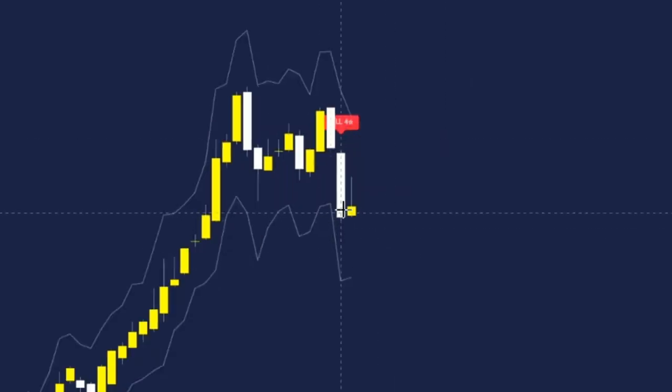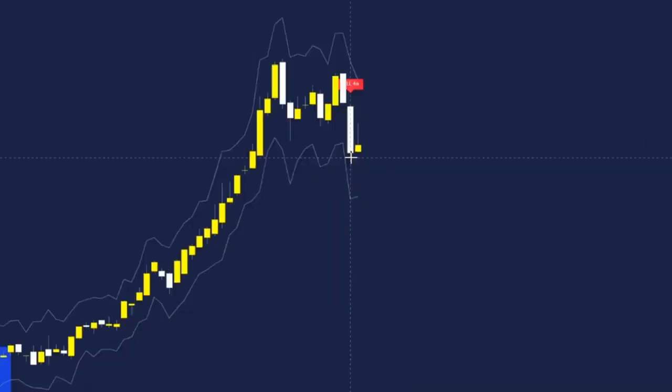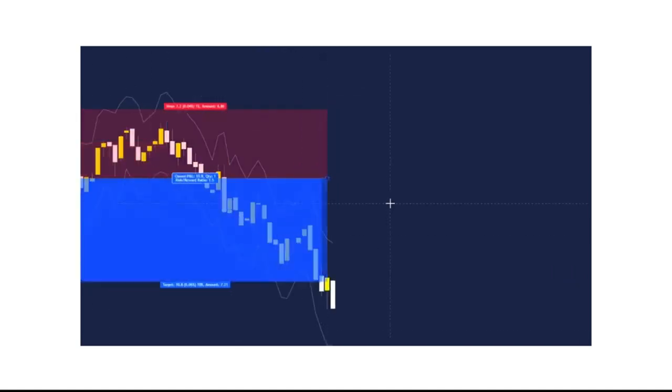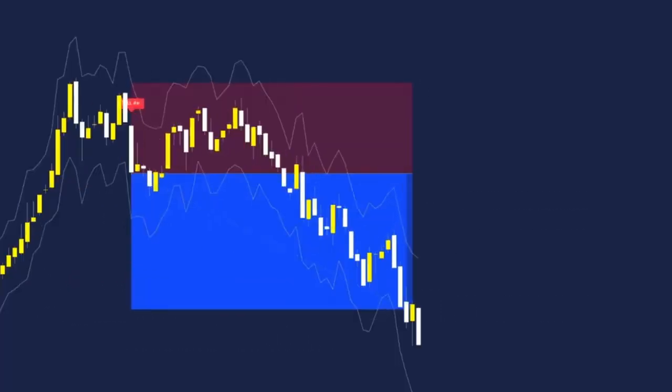So let's enter on the close of this candle with the stop loss at the ATR and see if it hits our 1.5 risk to reward ratio. And there we go, our final trade for the day has hit our 1.5 risk to reward, giving us a final profit of 4.5% for the day traded.